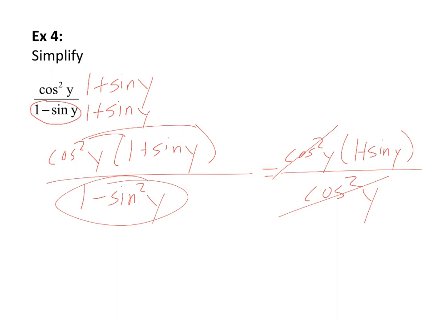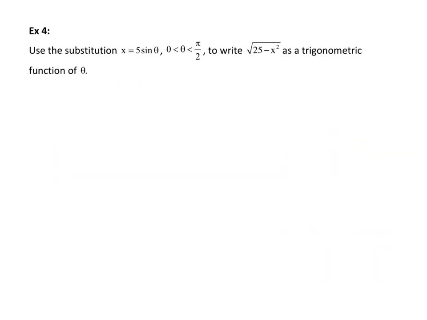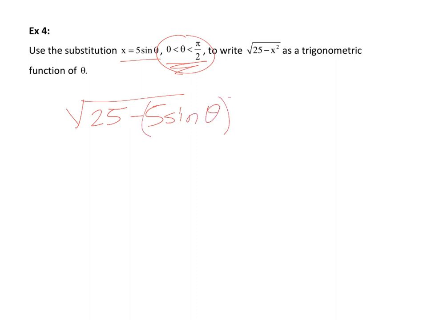All right, and then I'm left with 1 plus sine of y. All right, and then nothing else we could do with that. Done. All right, example 4, use the substitution x equals 5 sine theta. All right, they provide a restriction here to write the square root of 25 minus x squared as a trig function of theta. Okay, well, we don't really have to worry about this right now. Let's just do some substitution. Square root of 25 minus 5 sine theta, this whole thing squared.